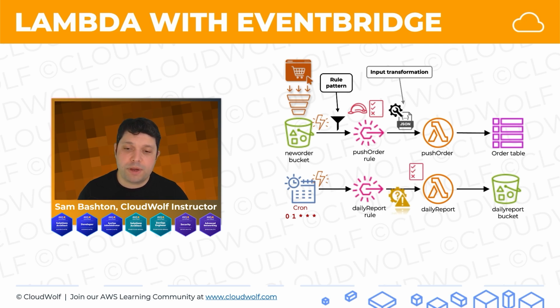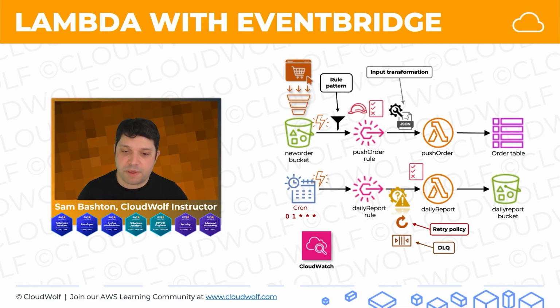The other thing we need to talk about is what happens if the Lambda function fails. Well, we can set a retry policy, which will retry running the Lambda function. And if that fails too many times, we can have a dead letter queue. This is an SQS queue, which will contain the data that was sent as the event to the Lambda function, and you can debug from there.